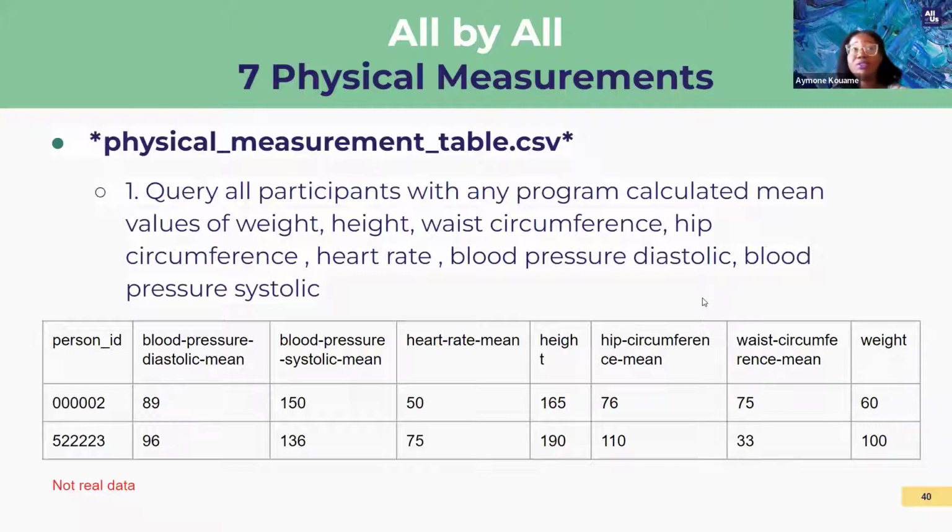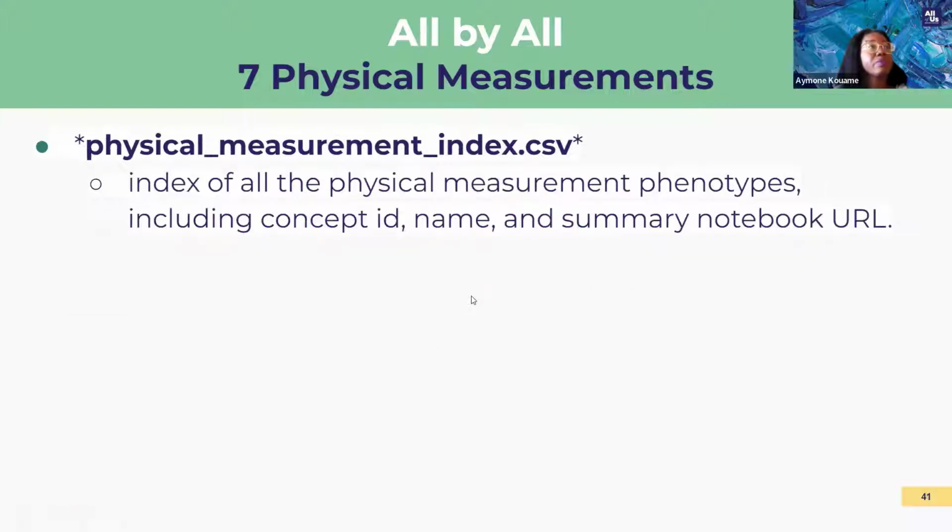And again, for any of these things, the full code is in the README. So if you go to the README and scroll to the bottom, you'll see the entire code for all of these, including this one. And the result is here. This is not real data, but this is what it looks like. And that's what we sent to the All of Us team.